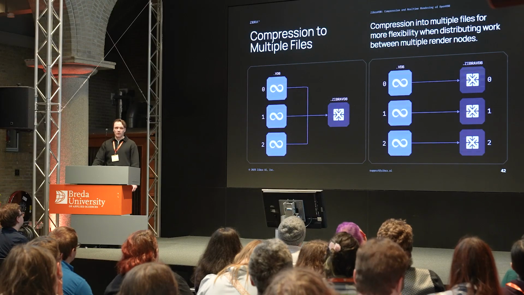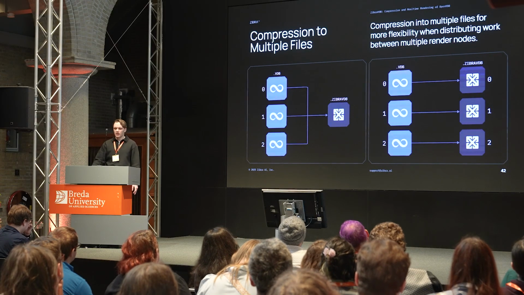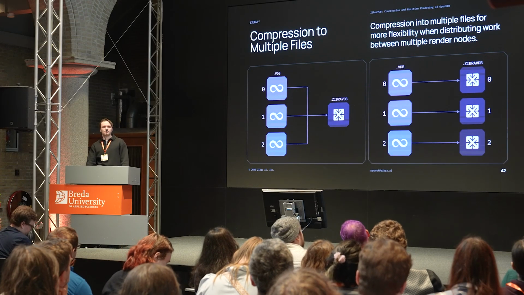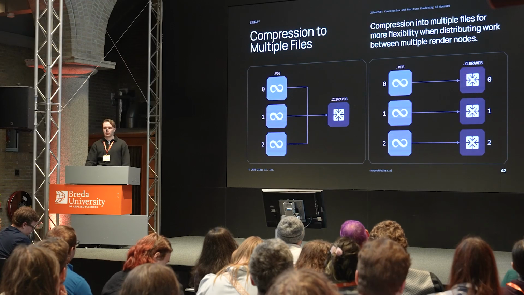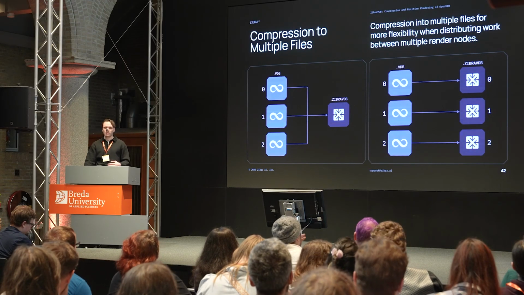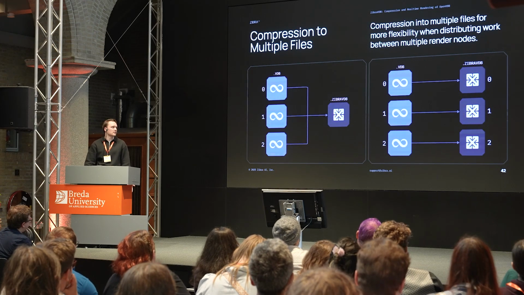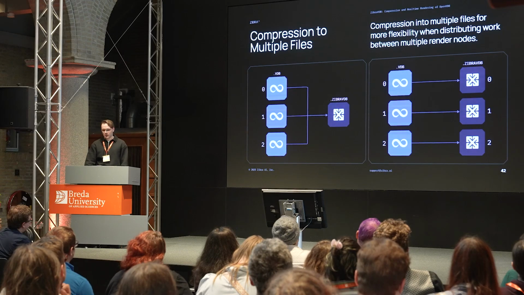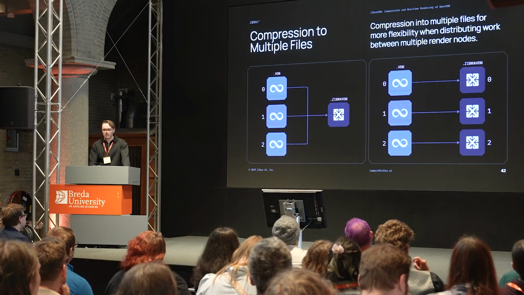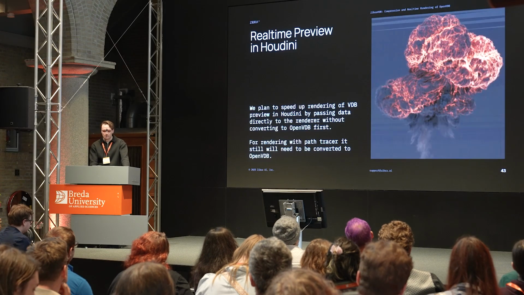Also, we are working on compressing VDB to different files, so basically a file per frame. This is mostly for offline rendering use cases when you have some effects that you are rendering on different render nodes. And if it's one file, you need to pass this whole file to each render node, even if it consists of frames that are not being rendered. So we want to give you the option to compress it into separate frames, separate files, so you can have more flexibility.